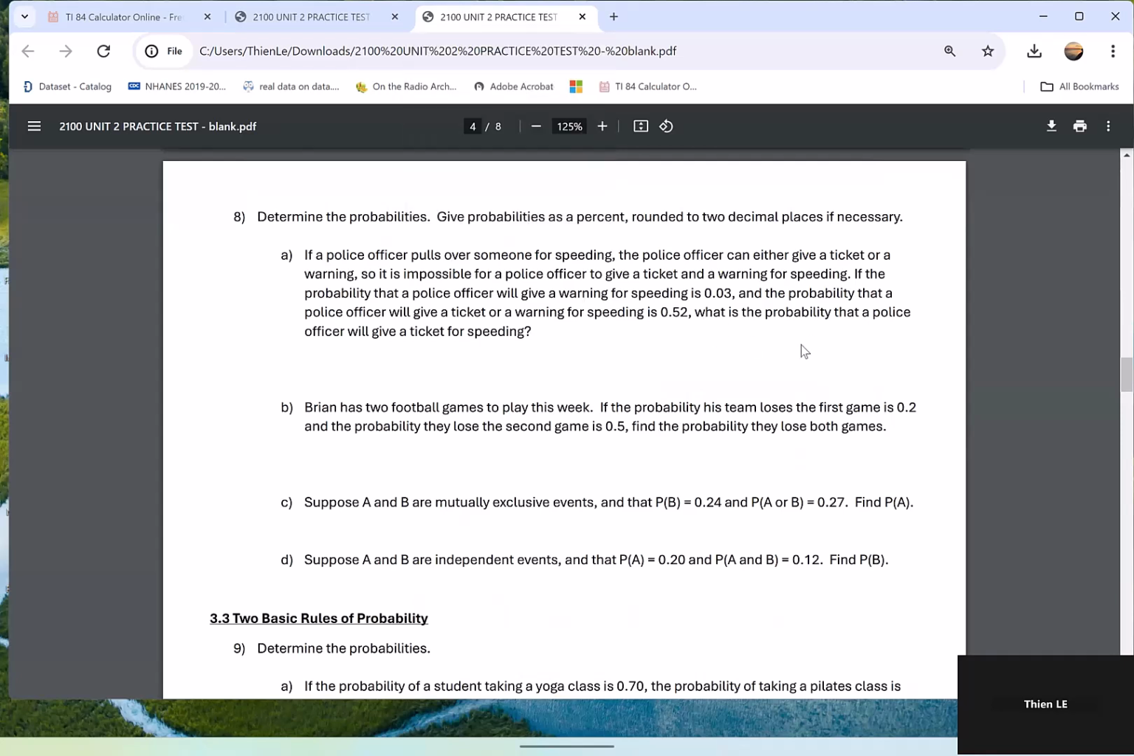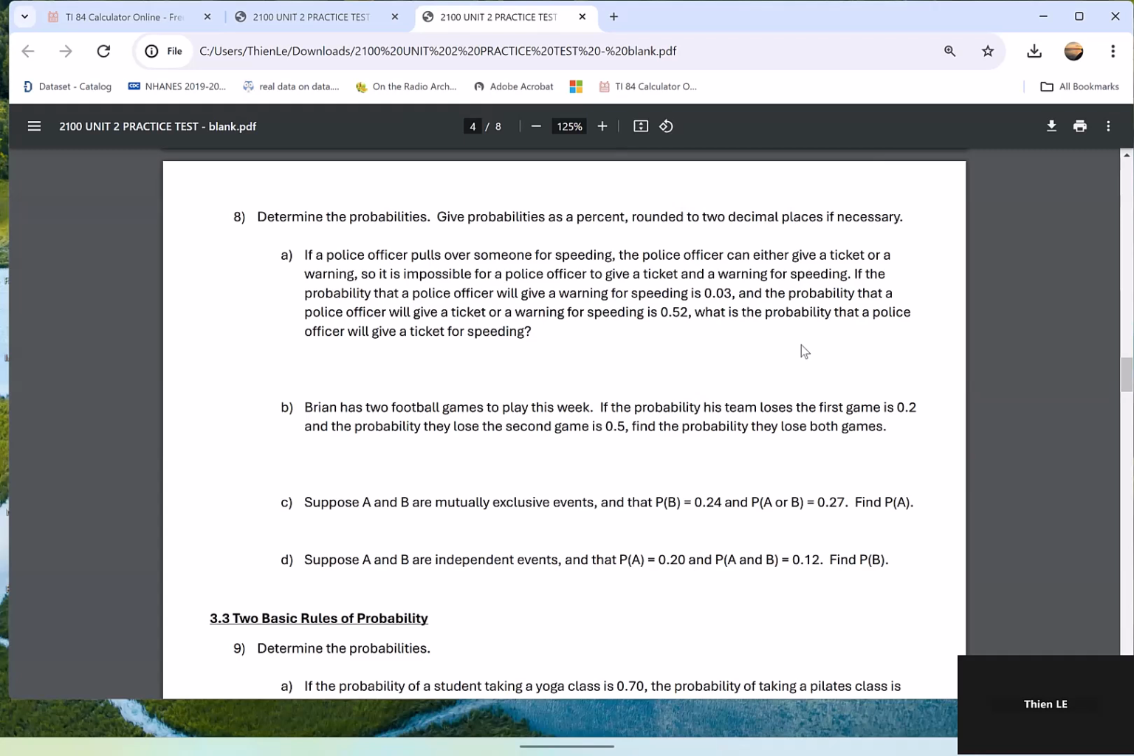Brian has two football games to play this week. If the probability his team loses the first game is 0.2 and loses the second game is 0.5, what is the probability they lose both games? In this case, you can think that the two game results have nothing to do with each other, so they are kind of independent: lose the first game and lose the second game. Under this assumption, I think it's reasonable.